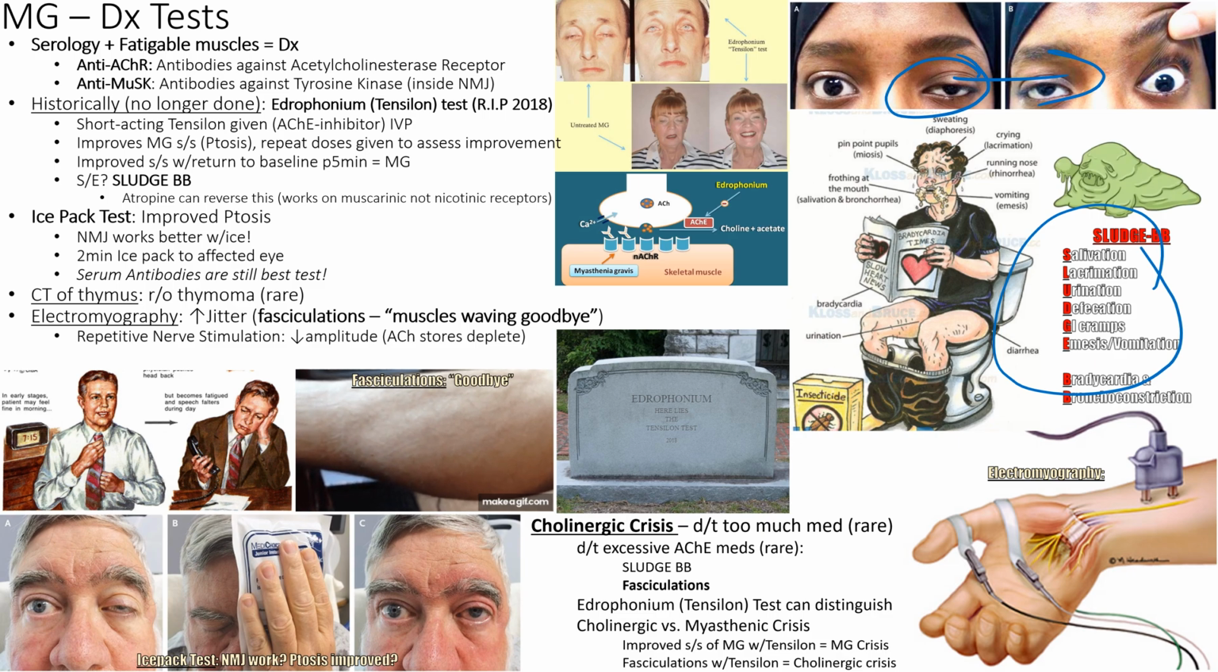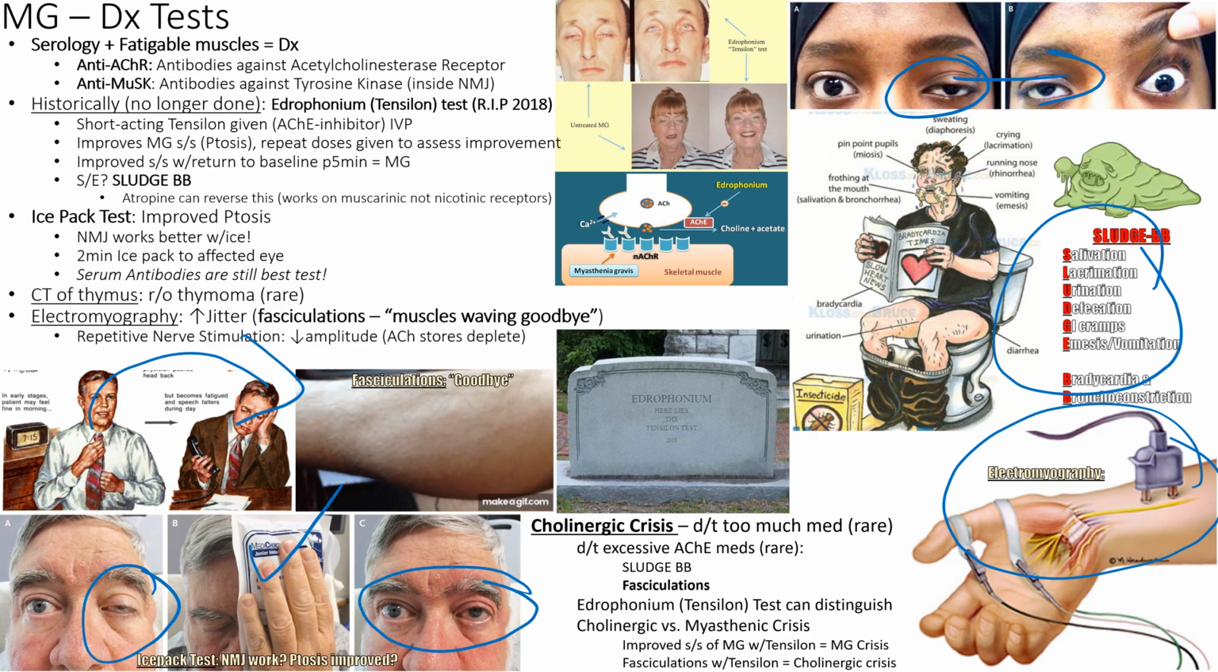Okay, they could do a CT of the thymus if they're worried about the thymus being the reason for it. They can do an electromyography, where they look to see if the muscle's impulse is being conducted efficiently from the wrist right here into the hand, and they can measure the impulses to see if they are lower. That means that the muscle is not getting those impulses as well as it could. Okay, so they get fatigability throughout the day. They got ptosis. We gave an ice pack.